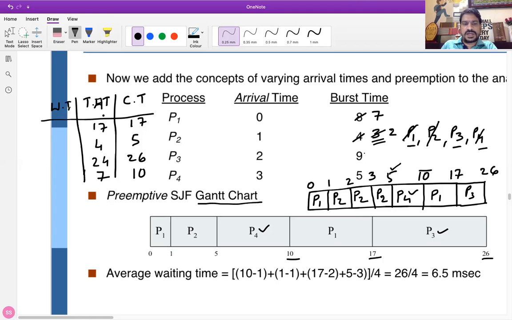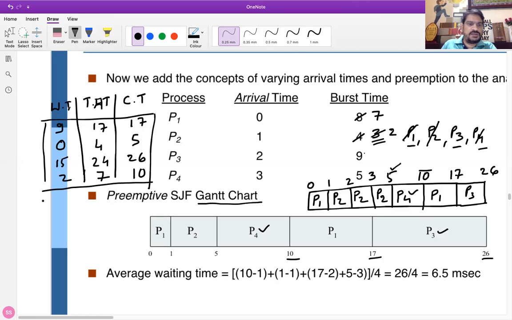So what is the turnaround time? It is 17. Burst time is 8. So it will be 9, the waiting time. Then 4 is the burst time, so it is 0. 24, 9 is the burst time, it will be 15. 7, burst time is 5, it will be 2. So this is the waiting time for all the processes.